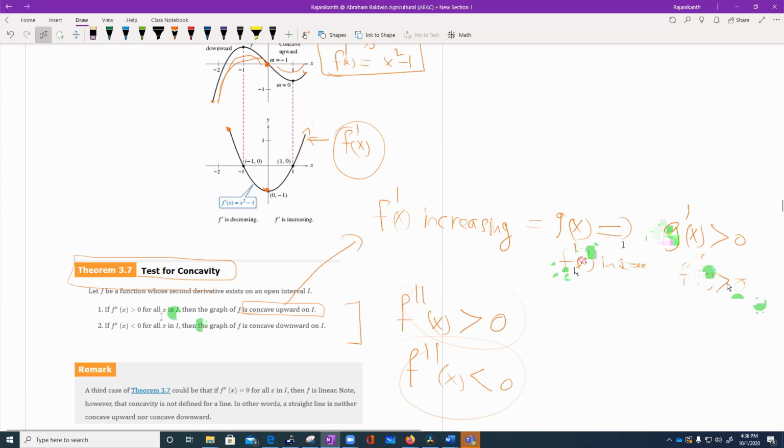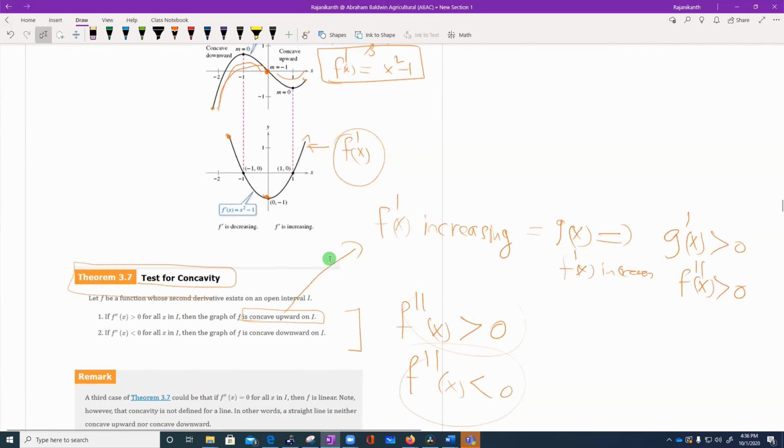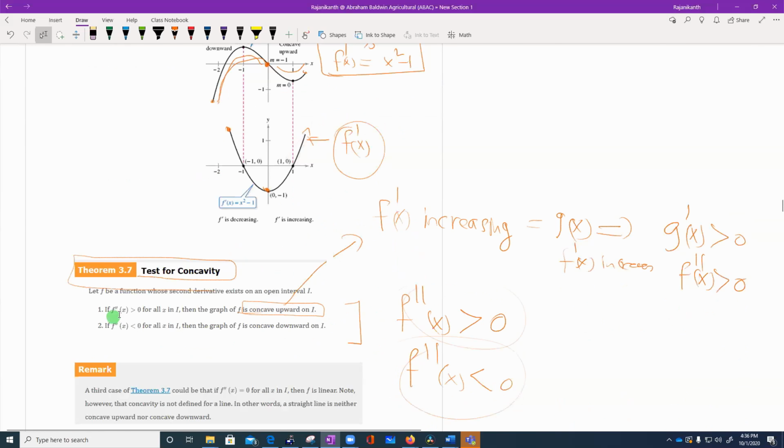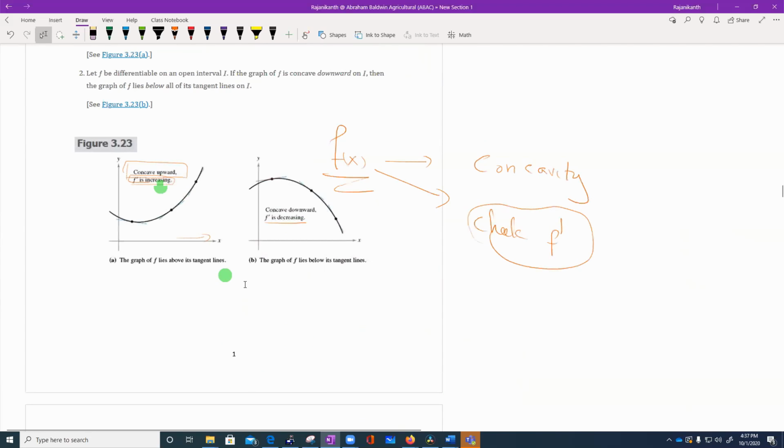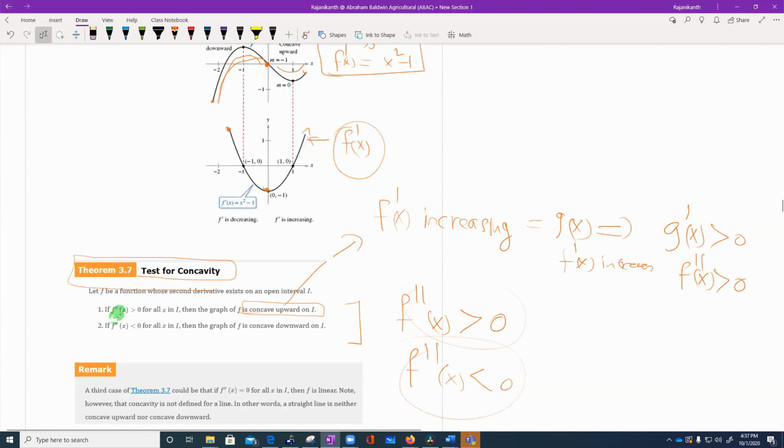Should be positive. That is why it says, right? So this is another way to check concave upward. You could think of it with the first derivative or the second derivative. First derivative means it should be increasing. In other words, the second derivative should be positive in that interval, throughout that interval.